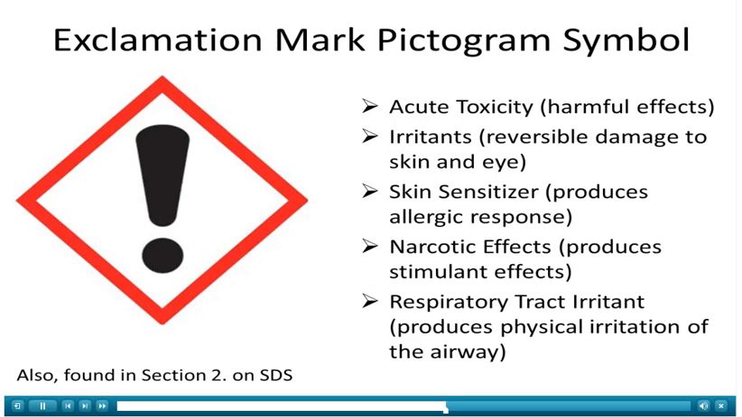Exclamation mark pictogram symbol. The exclamation mark includes any hazardous chemical capable of causing an immediate, acute harmful effect upon the body over a short period of time, and whereby full recovery is expected. Such types of exposures to hazardous chemicals may cause stomach discomfort, accompanied by nausea and vomiting, trigger allergic reactions, cause skin and eye irritations, or produce stimulant effects on the brain or lead to respiratory irritations.